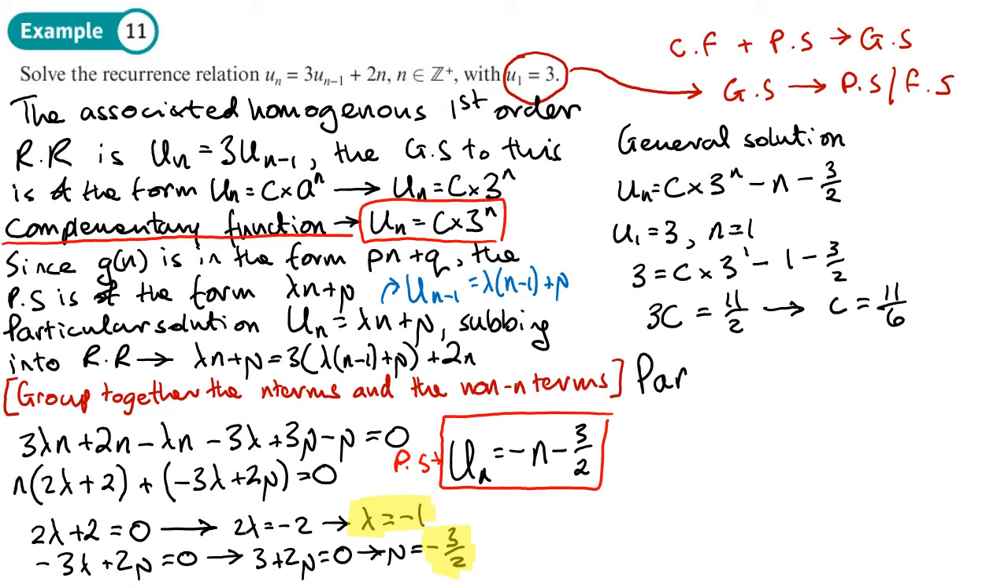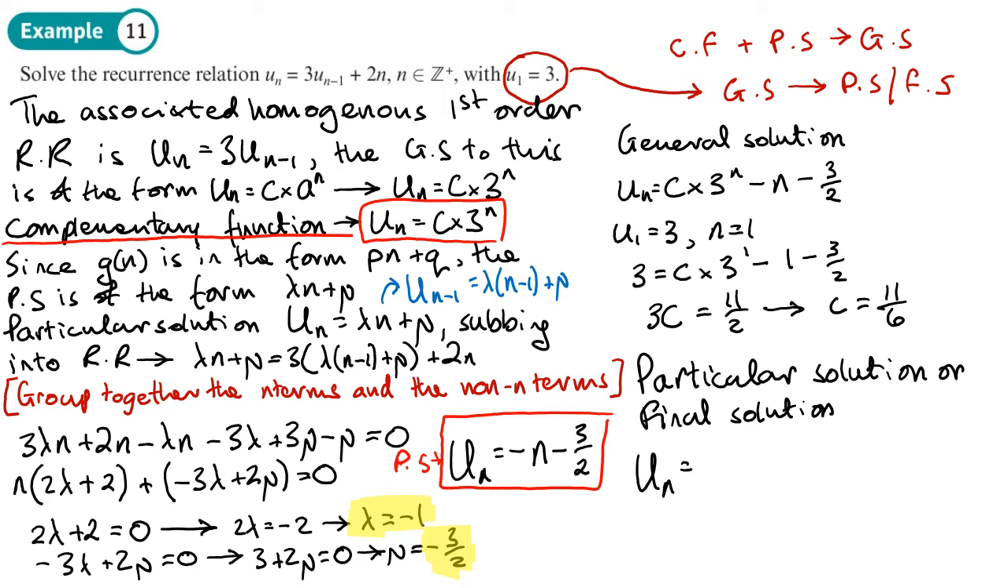So our final particular solution, or if we like, our final solution, will be u_n equals, so we now just replace this c with 11 over 6. So I'll have 11 over 6 times by 3 to the power n minus n minus 3 over 2. So there we go. That will be our final answer for this question.